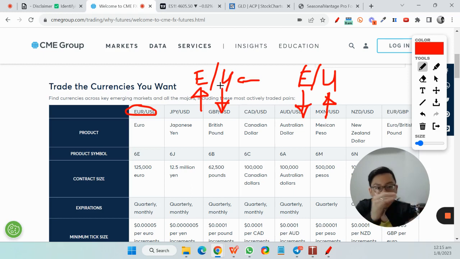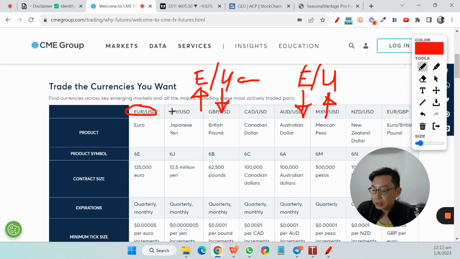It is always the reverse. If the euro is going up, the US dollar is going down. If the euro is going down, the US dollar is appreciating. You can say that. If the euro is appreciating, which means that the dollar is depreciating. If the euro is depreciating, which means that the US dollar is appreciating.